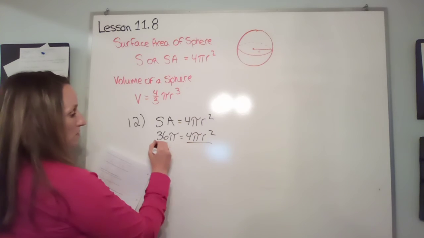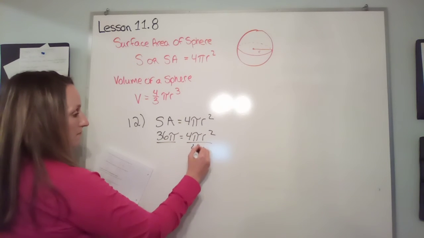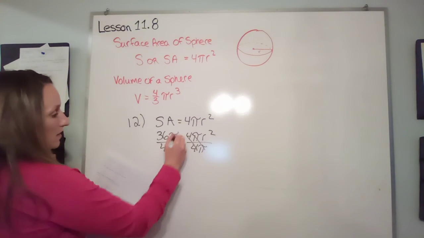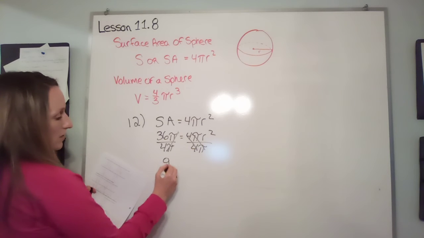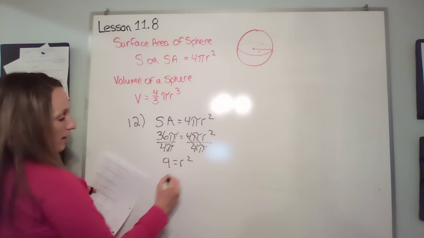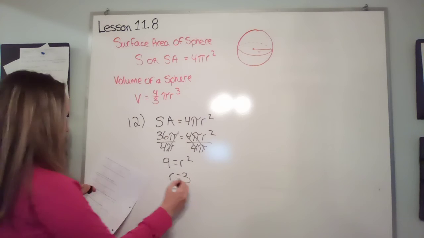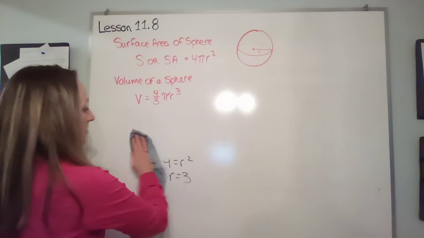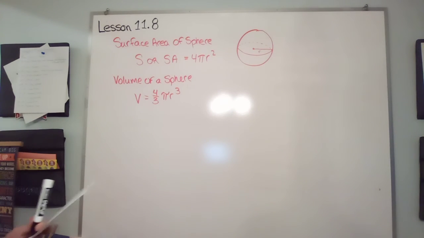So I'm going to divide both sides by 4 pi to isolate the r. 36 divided by 4 gives you 9. 9 is equal to r squared. Therefore, r is equal to 3. Okay. All right, let's look at number 15.